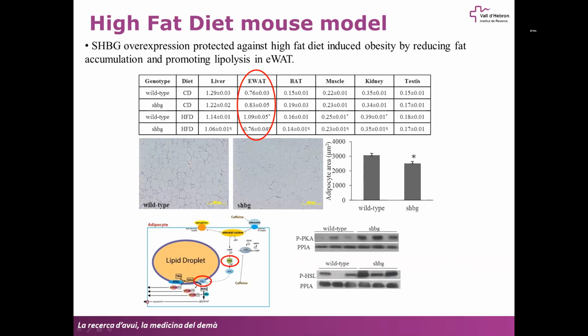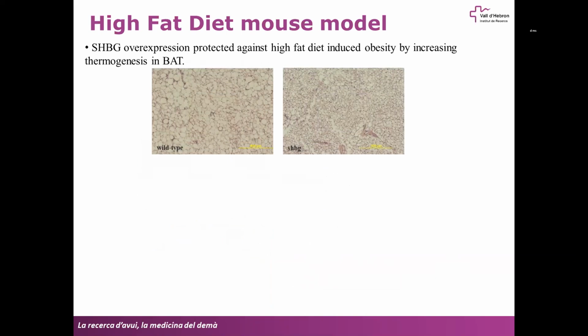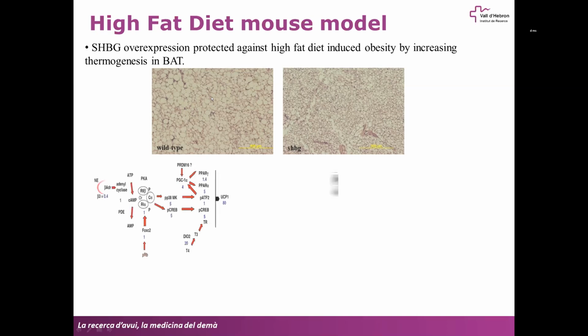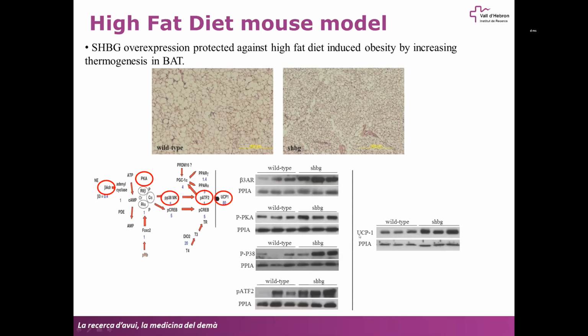We found that SHBG induces lipolysis in the adipose tissue, as detected by increased phosphorylation of PKA and phospho-HSL. Also, when we checked the brown adipose tissue, we saw that the overexpression of SHBG protected against the differentiation that this tissue suffers when you are eating a high-fat diet. And we also saw that it increases the levels of UCP1. So the activity of the brown adipose tissue in the mice that overexpress SHBG was clearly increased.